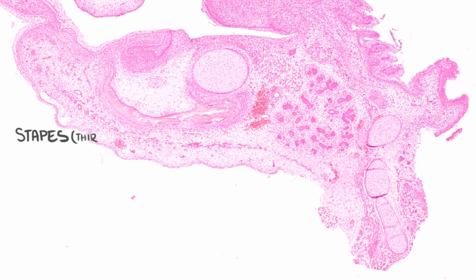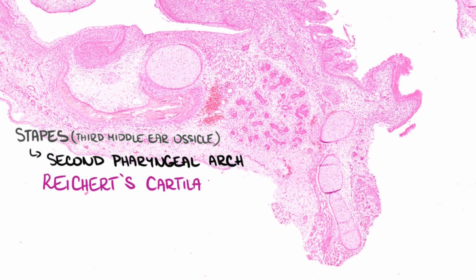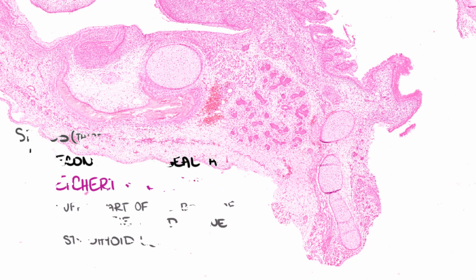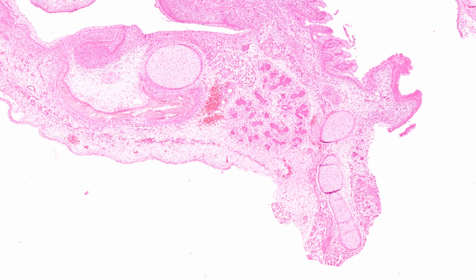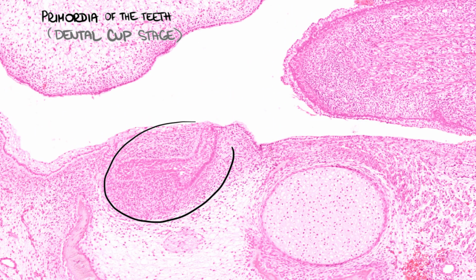The stapes, the third middle ear ossicle, develops from the cartilage of the second pharyngeal arch, called Reichert's cartilage, which also forms the upper part of the body of the hyoid bone, and the stylohyoid ligament is also built from the mesenchyme around. In addition to the developing tongue, we can also see the primordia of the teeth in the dental cup stage inside the oral cavity.